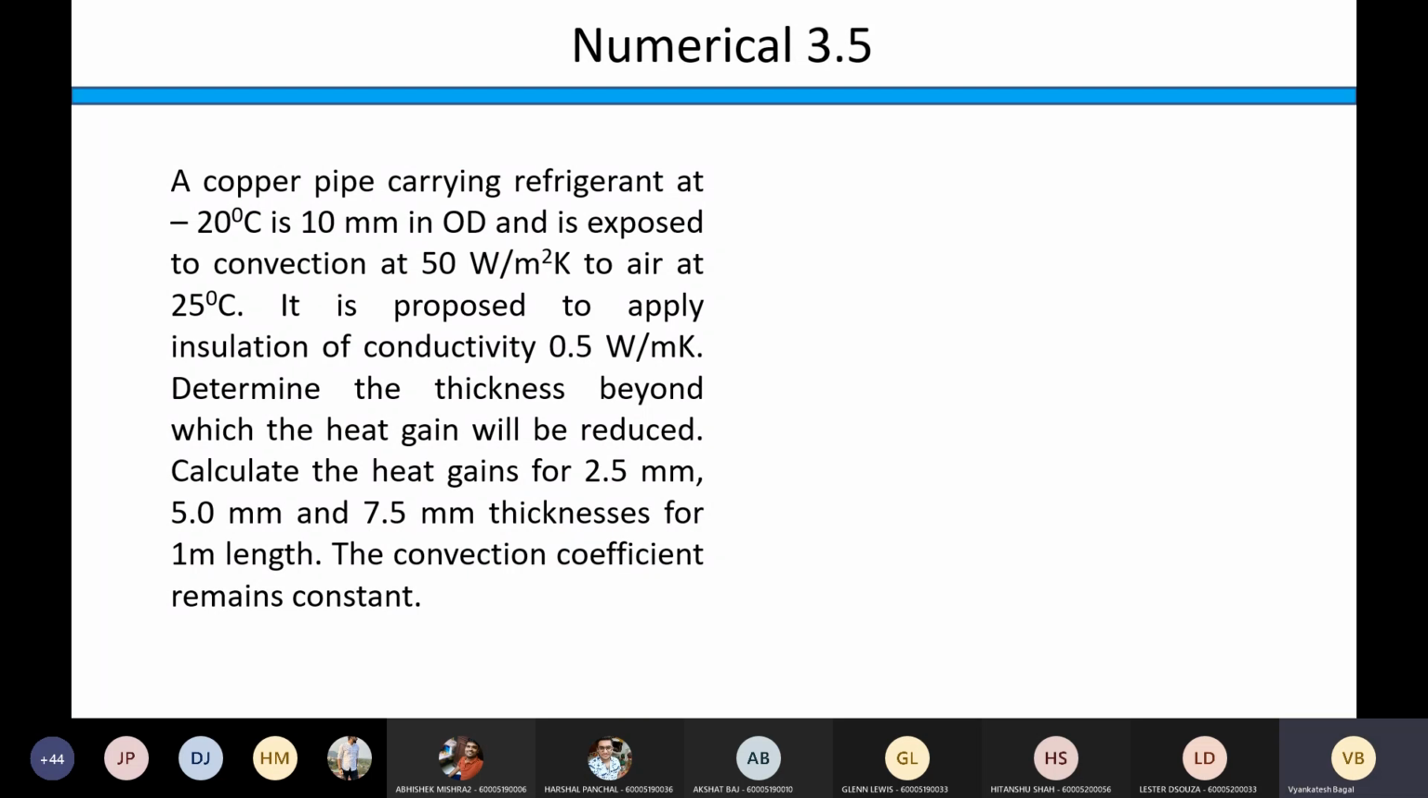So what is the time? Still we have 10 minutes. Yes, at least we'll discuss this numerical. You can solve it on your own. It's a very simple numerical.